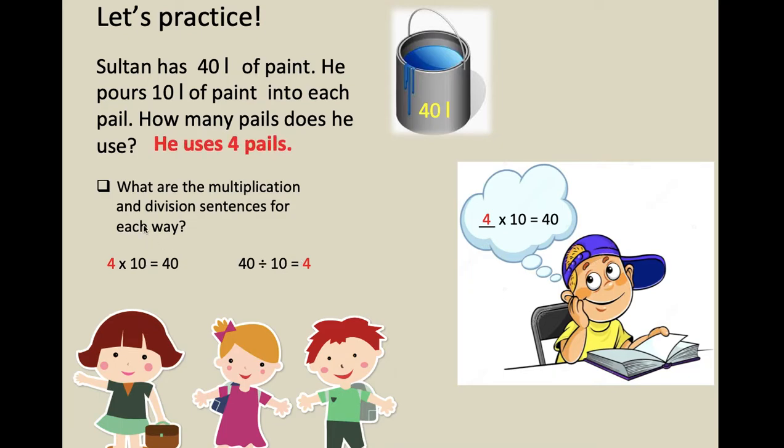Always you have to write the multiplication and the division number sentences for these sorts of sums. One way is to remember that whenever you are adding up, you will use multiplication. Whenever you are sharing or dividing, you will use the division symbol. Is it clear? And now let's move on to another sum.